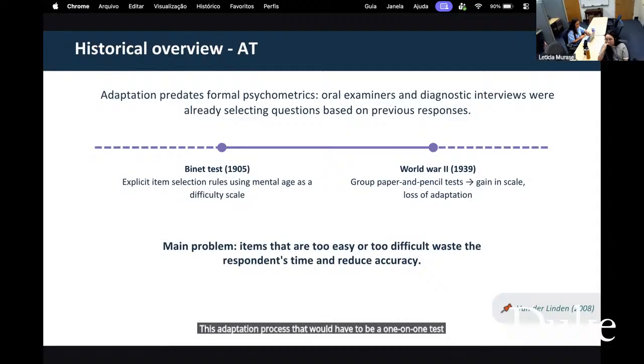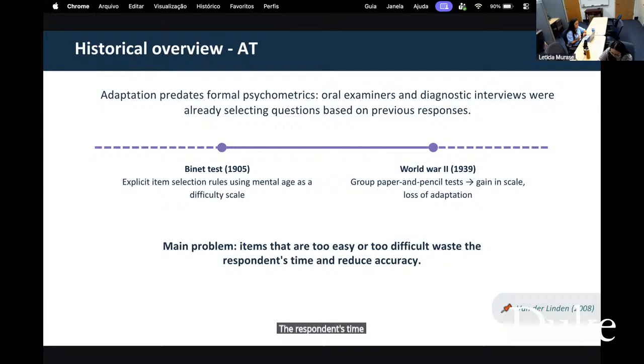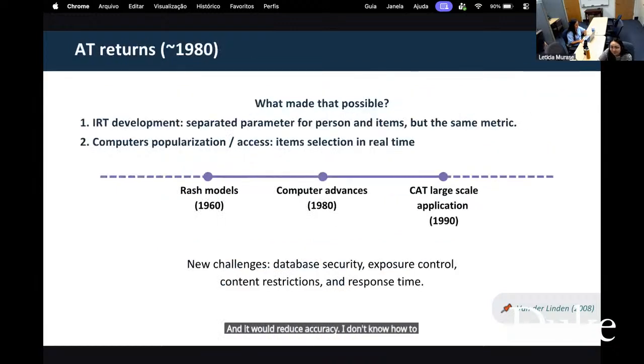The main problem is that we then had items that were either too easy or too difficult, and this ended up wasting the respondents' time and reducing accuracy. I don't know how to say that in English either.